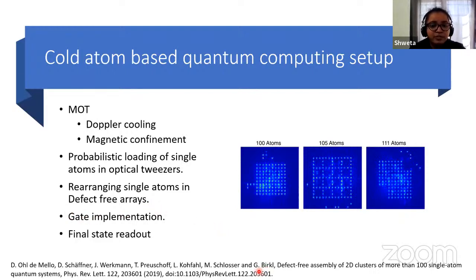So then Professor Buckle's group has shown defect-free arrays of 100 atoms, 105 atoms in this configuration, and 111 atoms respectively. You can see that there is not a single defect in this 2D array, so not a single position is open or vacant. That's what we mean by defect-free arrays.